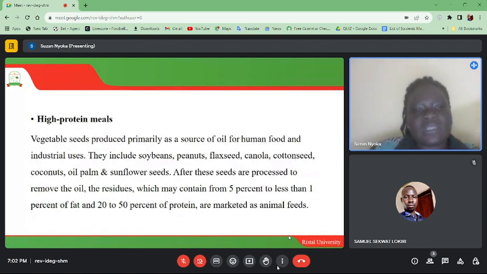Still under this concentrate, you have the high protein meals. Vegetable seeds produced primarily as a source of oil for human food and industrial uses. They include soybeans, peanuts, flax seeds, canola, cottonseed, coconut, oil palm, and sunflower seeds. After these seeds are processed to remove the oil, the residues, which may contain from 5% to less than 1% of fat and 20 to 50% of protein, are marketed as animal feed.